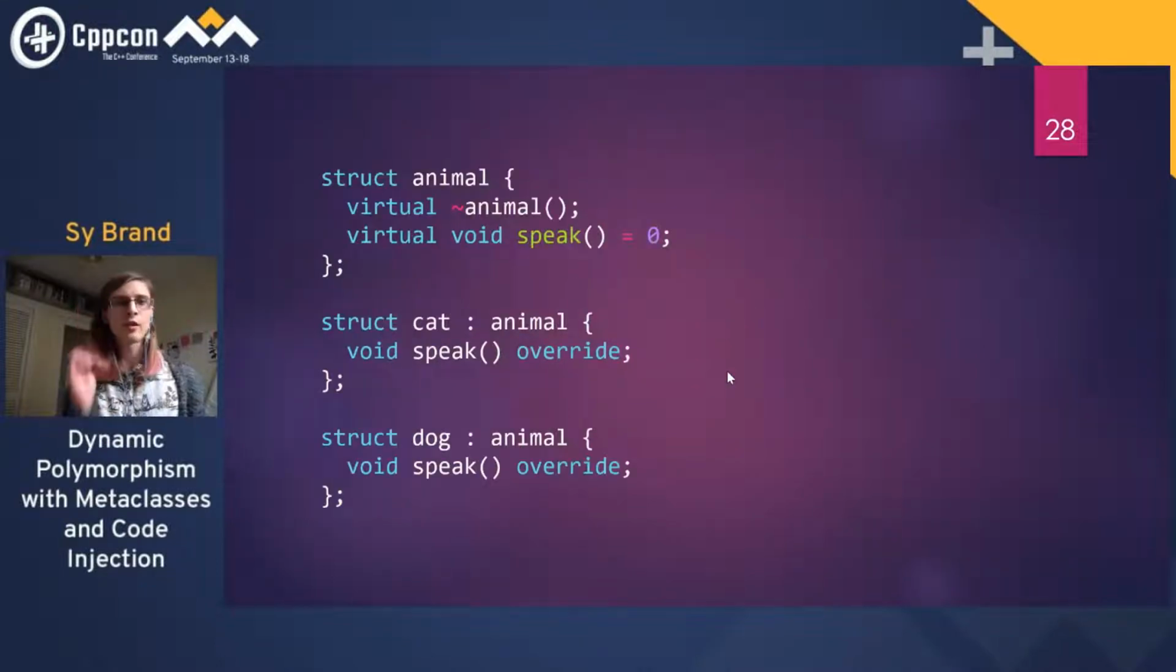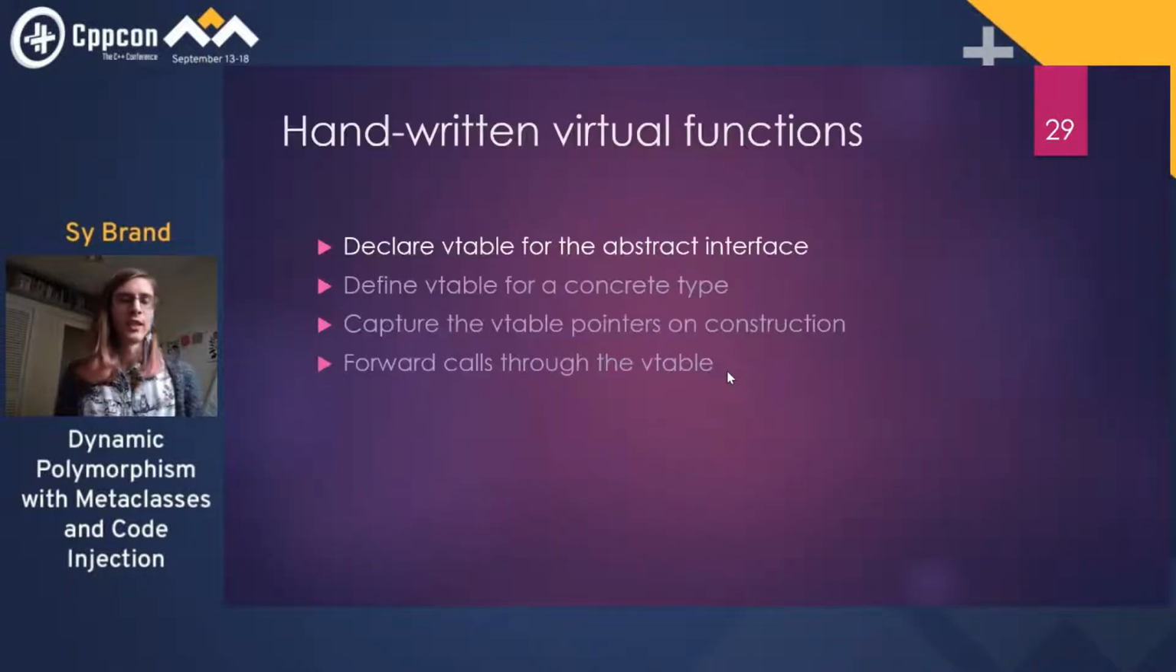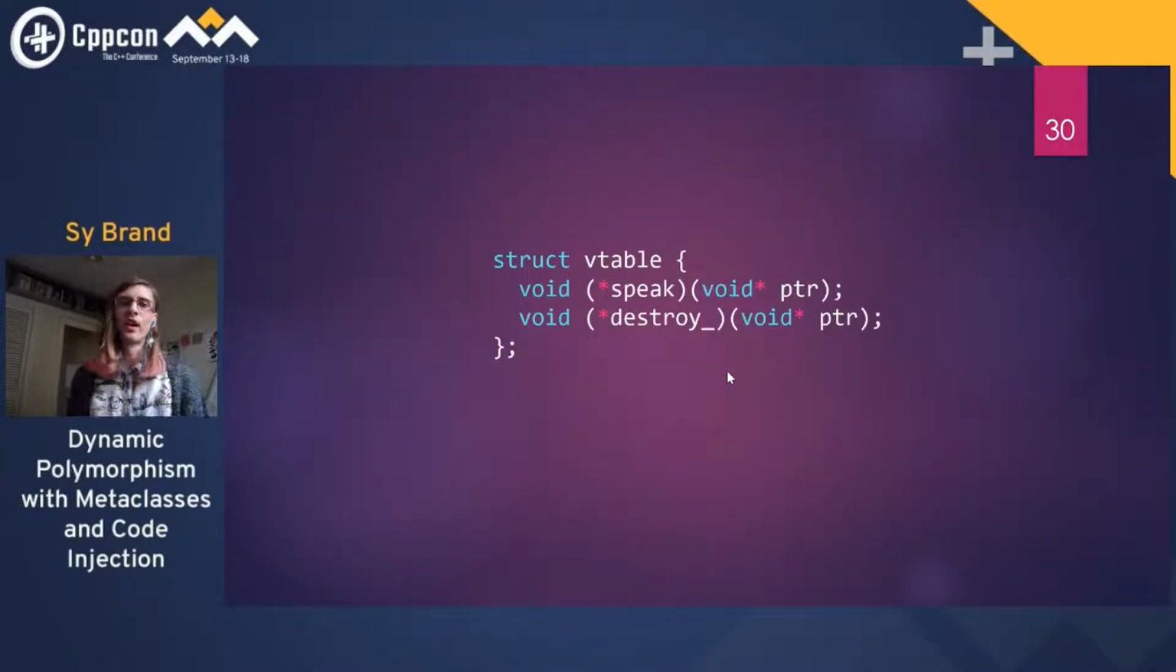Again, this is our hierarchy. Animal can speak, cat and dog override. Let's move on to declaring our vtable. We're going to start off very simple. Our vtable is going to have two function pointers, one for speak and one for destroy, which is going to call the destructor of the concrete object. And also, because we're going to be allocating inside our object, it's going to reclaim that memory.